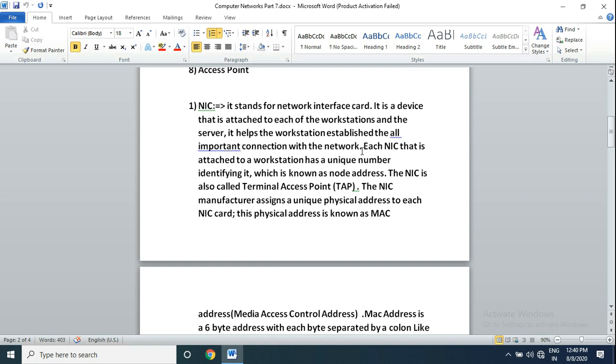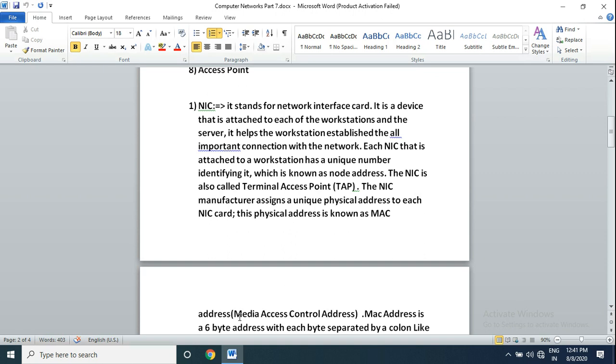with the network. Each NIC that is attached to a workstation has a unique number identifying it. Every NIC card has a unique number which is known as the node address. The NIC card is also known as a terminal access point. The NIC manufacturer assigns a unique physical address to each NIC card. This physical address is known as the MAC address.